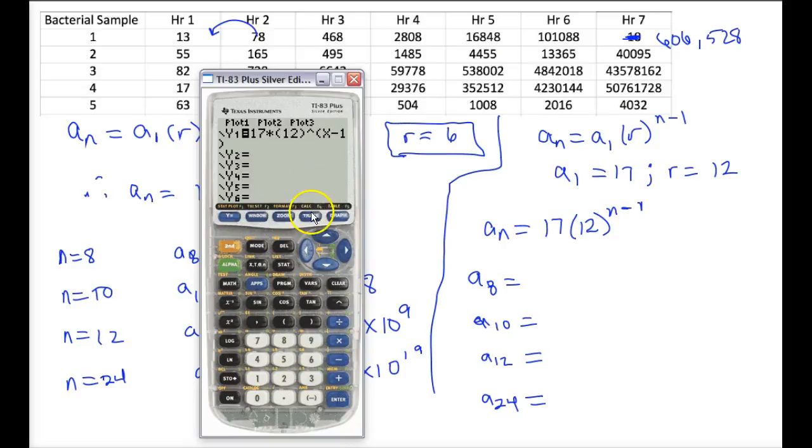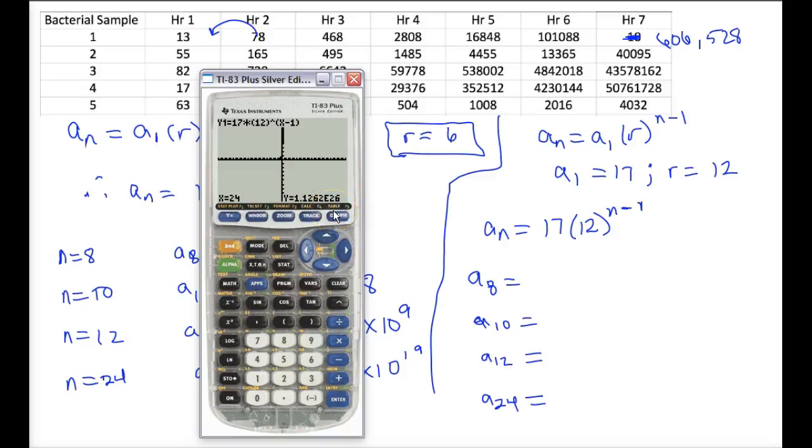So now we just tell the calculator to calculate again. So go to second, calc, and then here, value. And then from that point, we're just going to plug in values. So for 8, you see that we get this number here. Of course, that looks like 609,140,736. And then we do it again at 10. You see we get this number here. We do it at 12. Enter. Get that number there. And we do it again at 24. And we get that number there.